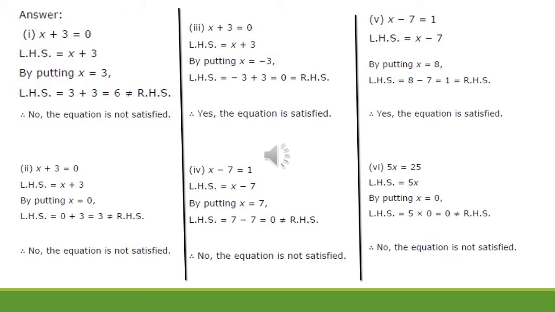Part 6, 5x is equal to 25. Here LHS is 5x. When we put x is equal to 0, as given in the question, LHS becomes 5 into 0, that is 0. The given RHS is 25, but after calculating LHS we are getting 0. 0 is never equal to 25, so the equation is not satisfied.